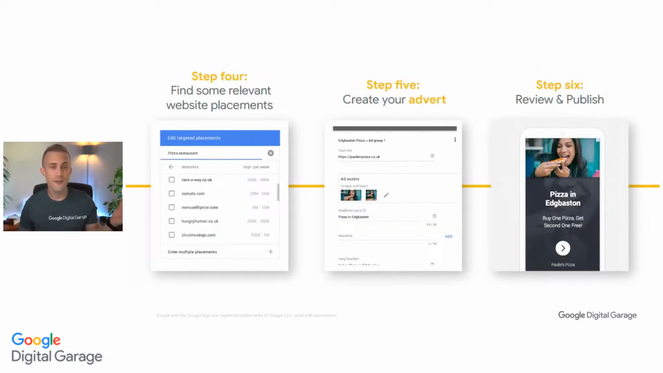So are you going to find a website that is about takeaways? Maybe in this particular instance, Paulerias Pizza would probably want to do it on the likes of Menu with Price, Zomato, takeaway.co.uk. When people are looking to get food, it's a great place to put an advertisement and get more brand awareness.